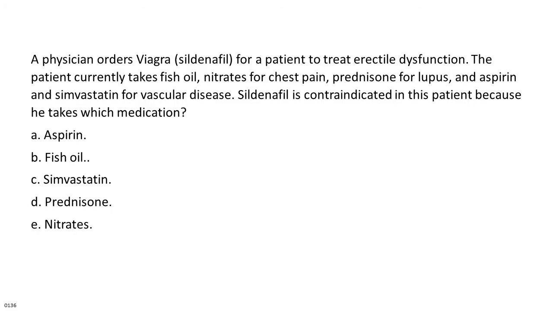A physician orders Viagra, sildenafil, for a patient to treat erectile dysfunction. The patient currently takes fish oil, nitrates for chest pain, prednisone for lupus, and aspirin and simvastatin for vascular disease. Sildenafil is contraindicated in this patient because he takes which medication? A. Aspirin. B. Fish oil. C. Simvastatin. D. Prednisone. E. Nitrates.